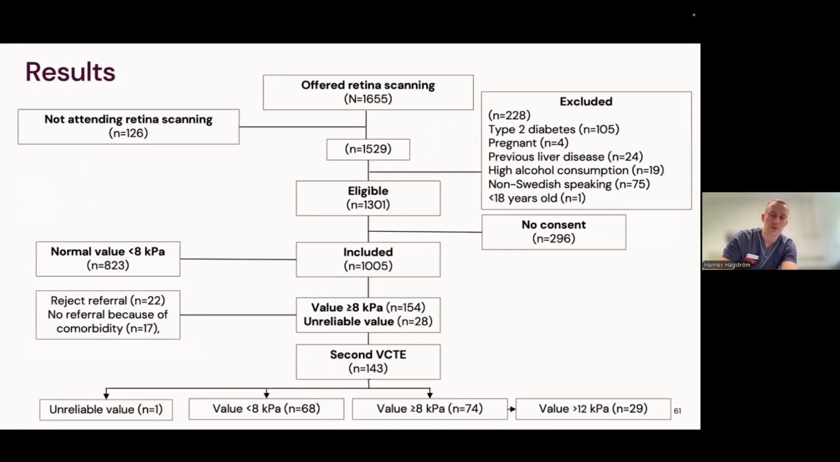And just to walk you through this rather busy slide, we can say we had around 1,300 eligible patients. Interestingly, around 25% of these did not give consent. They didn't want to participate in the study. But around 75% of the patients wanted to participate. And out of these, we had to examine 143 again because of elevated liver tests.